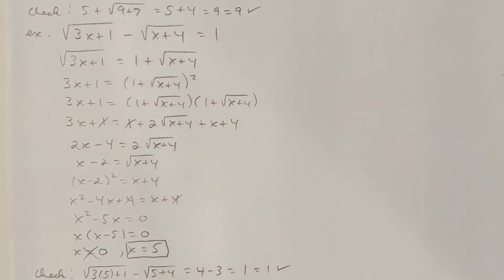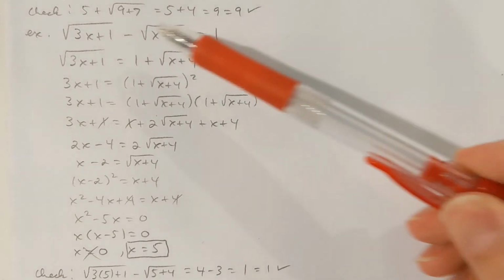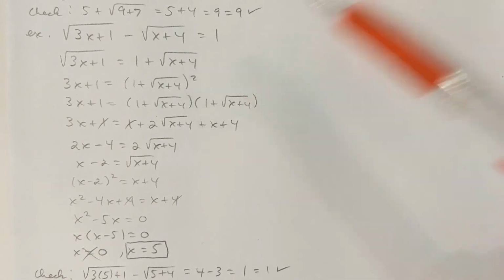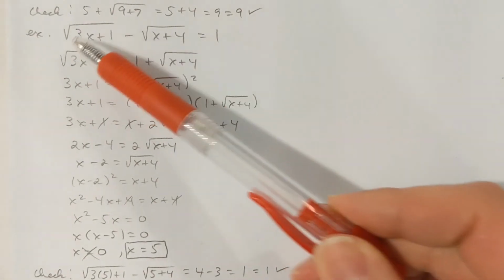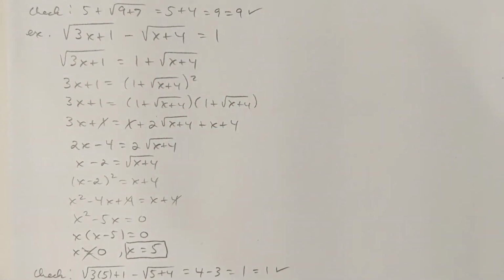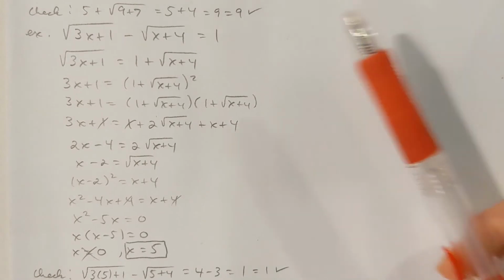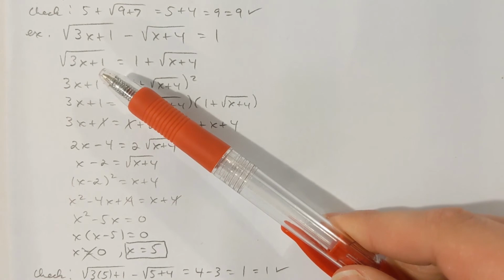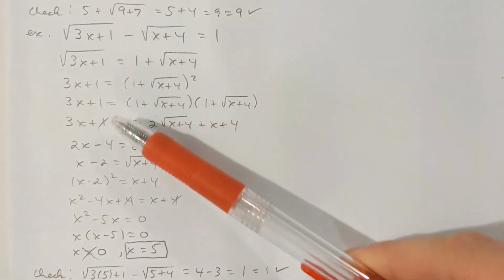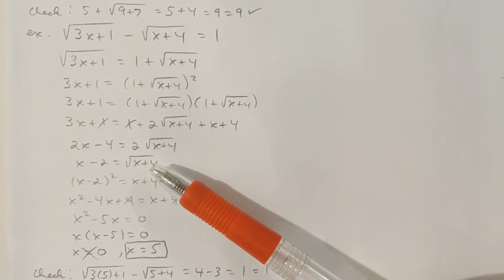Okay, here's another example. I've got a radical equation and I want to solve for x. Now here I've got what's called a double radical equation because of these two radicals that are there. And the best way to solve a double radical equation is to get one of the radicals alone. It's not going to matter which one, and then get rid of that radical. And then later on in the calculation, you'll get the other radical alone and get rid of that other radical.